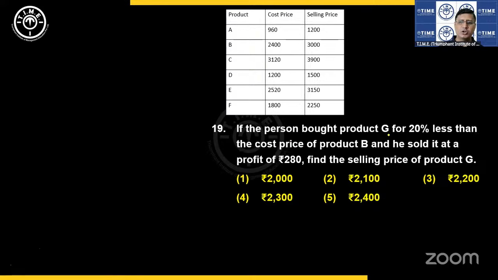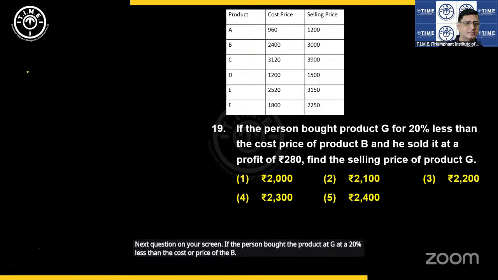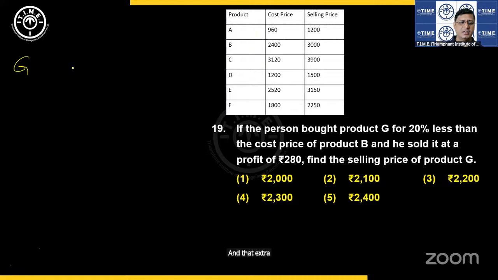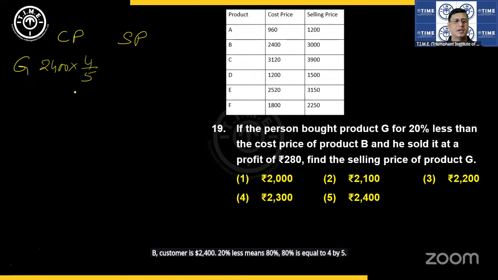Next question on your screen. If the person bought product G at 20% less than the cost price of the B. Another extra information is given here. Additional product, that is G. Cost price. What is the cost price of the product G? Bought 20% less than the cost price of B. B cost price 2,400. 20% less means 80%. 80% is equal to 4 by 5. And sold it at a profit of rupees 280. What is the selling price of the article?